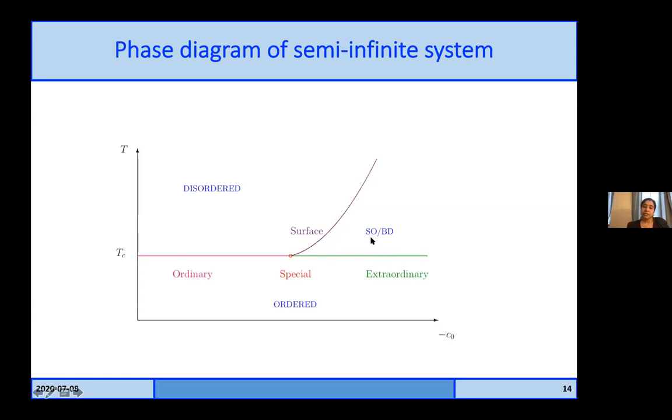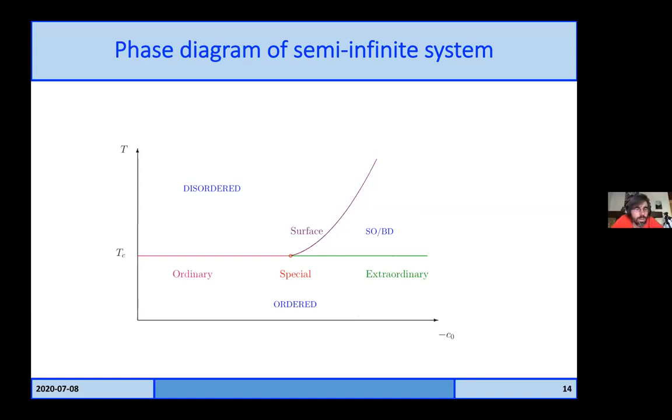Now, the presence of the surface ordering in the extraordinary transition implies that the O(N) symmetry is broken both above and below the transition temperature. So the longitudinal and the transverse parts of the field should correlate in different ways.